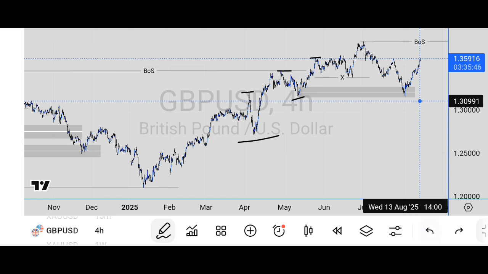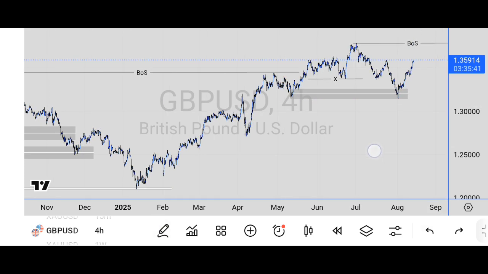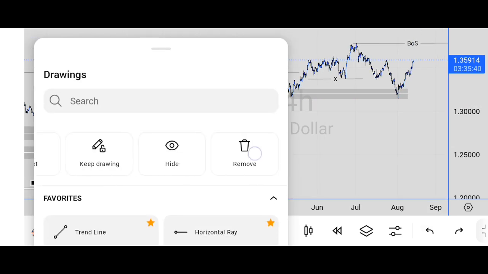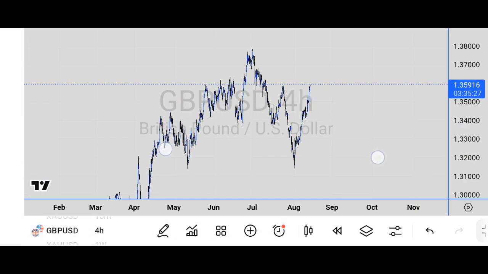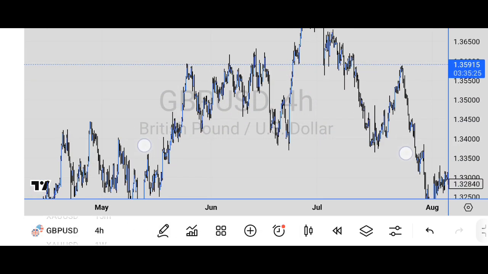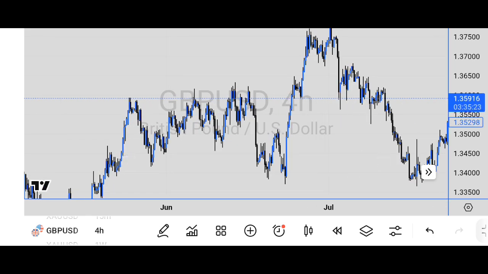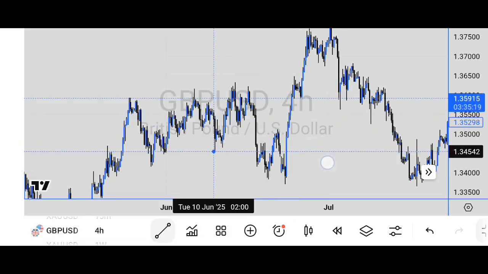So now let's mark out the structures on the 4 hours. Let me erase the weekly. We already established that we are bullish. Internal structure, we are bullish on the weekly. So now let's mark out the 4 hours. Right here, the first thing we need to identify is our inducement. So we have the market take out inducement right here.